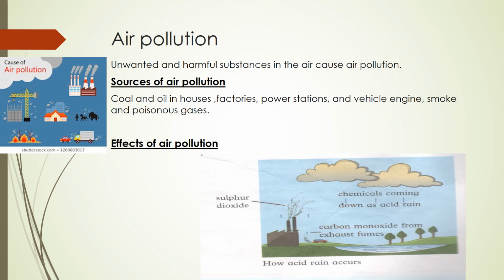Then the effects of air pollution. They can cause breathing problems and lung diseases. They can enter the clouds and fall back to the earth as acid rain, which is very dangerous. You can see in the diagram how acid rain occurs. Acid rain damages buildings, trees, and crops, and also poisons fish and other water life.